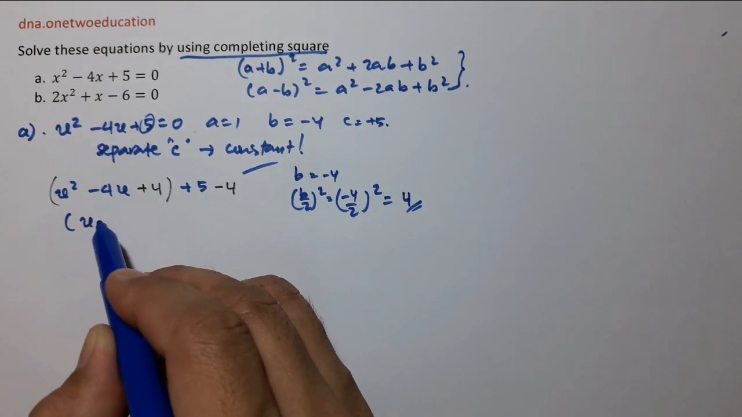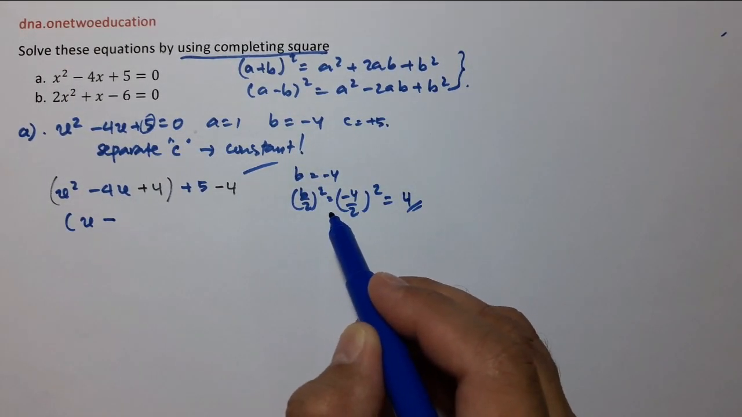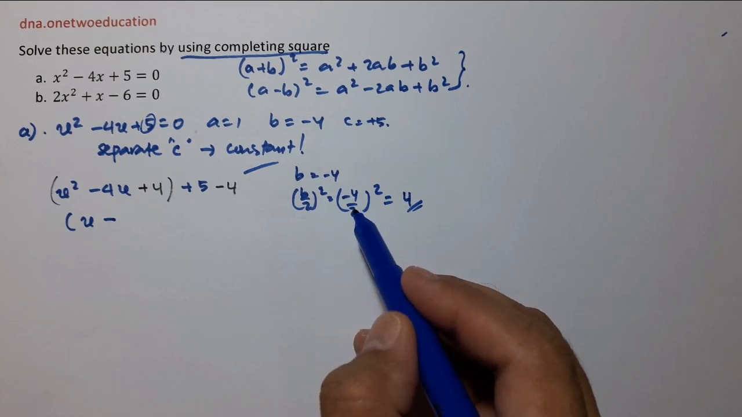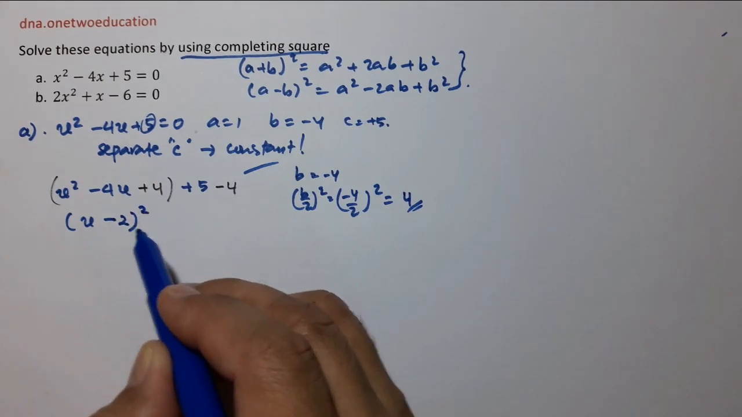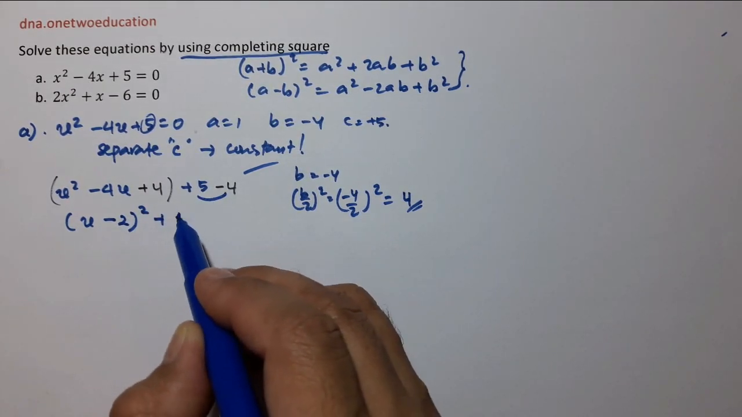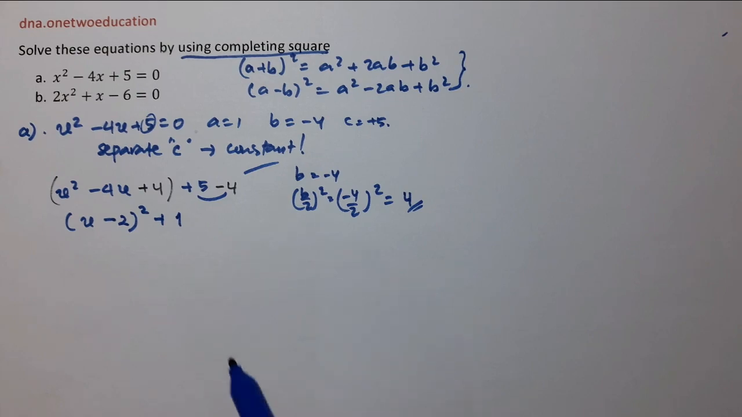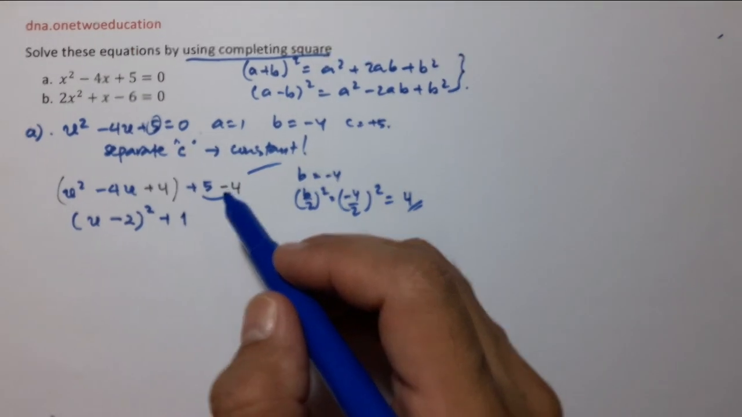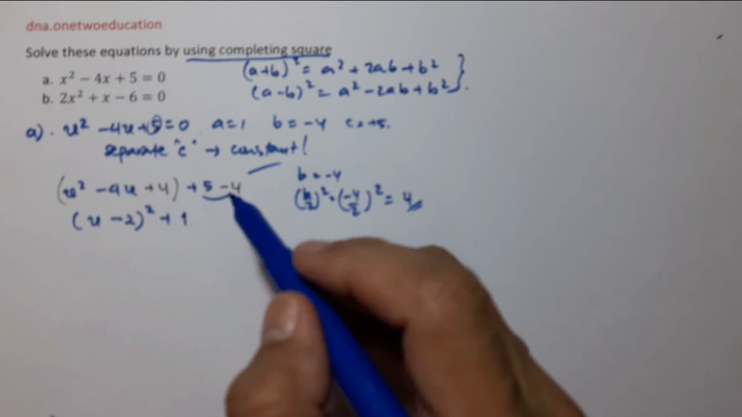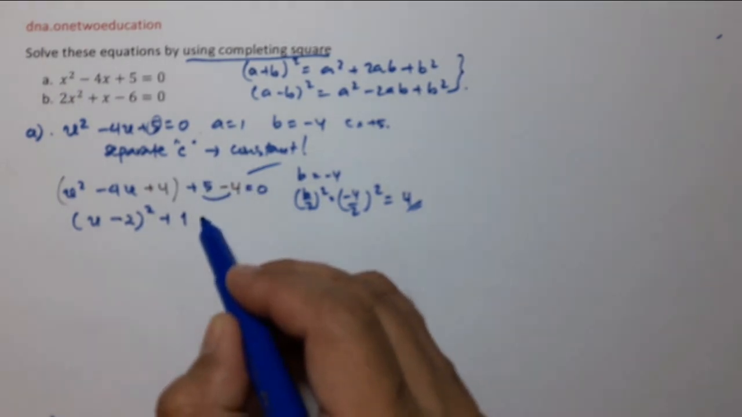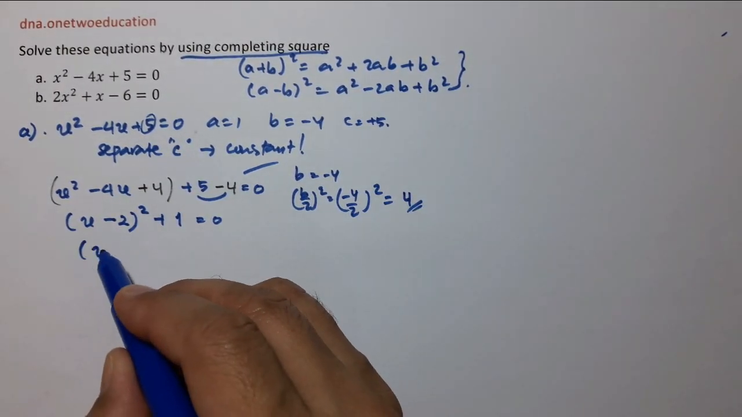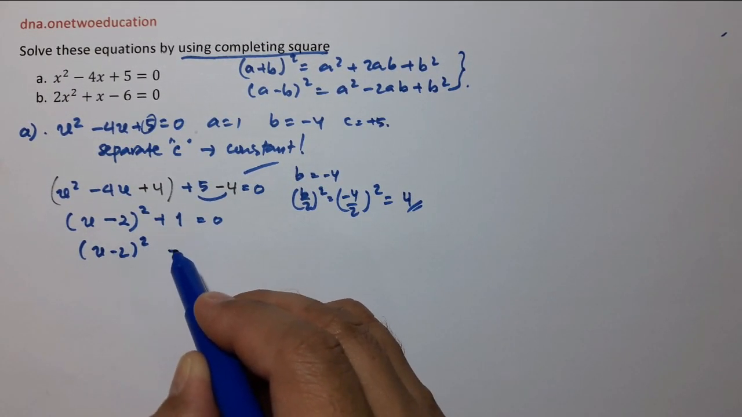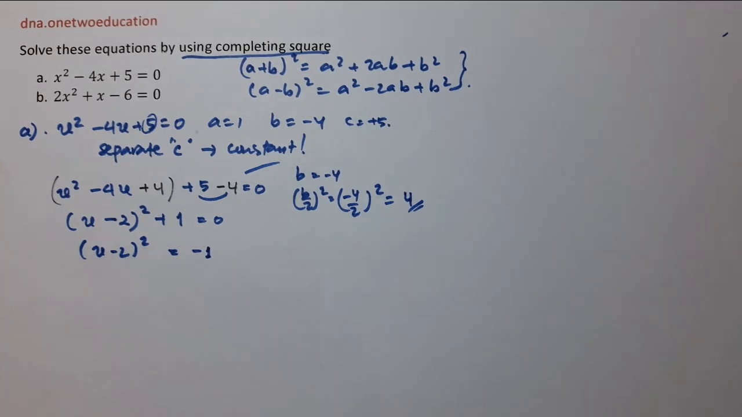Next, because b is negative, you have to follow this formula, negative. So here x minus how many? b over 2, minus 4 over 2 is minus 2, so you put here minus 2, squared, plus this one is 1. But the question is solve, so don't forget to write here 0. Clear, everyone? So x minus 2 squared equals minus 1, right?